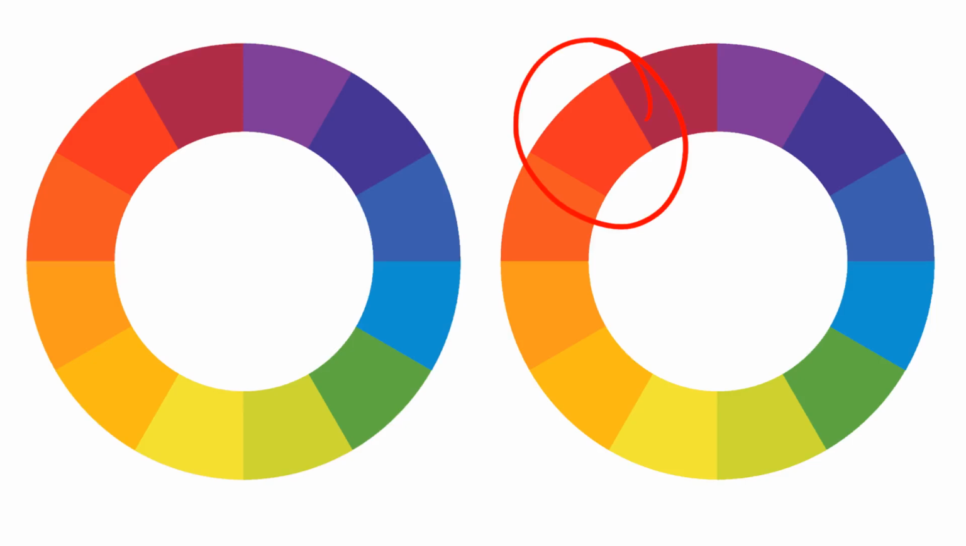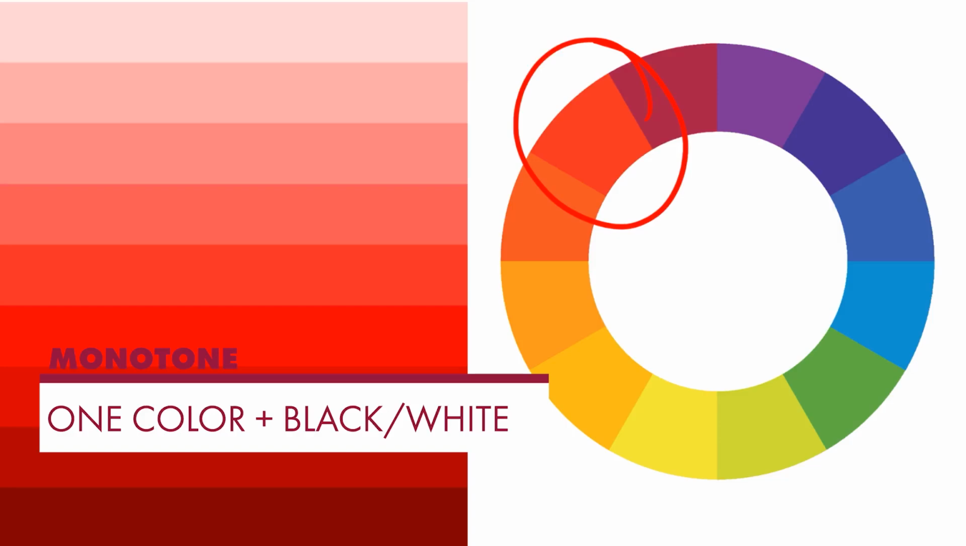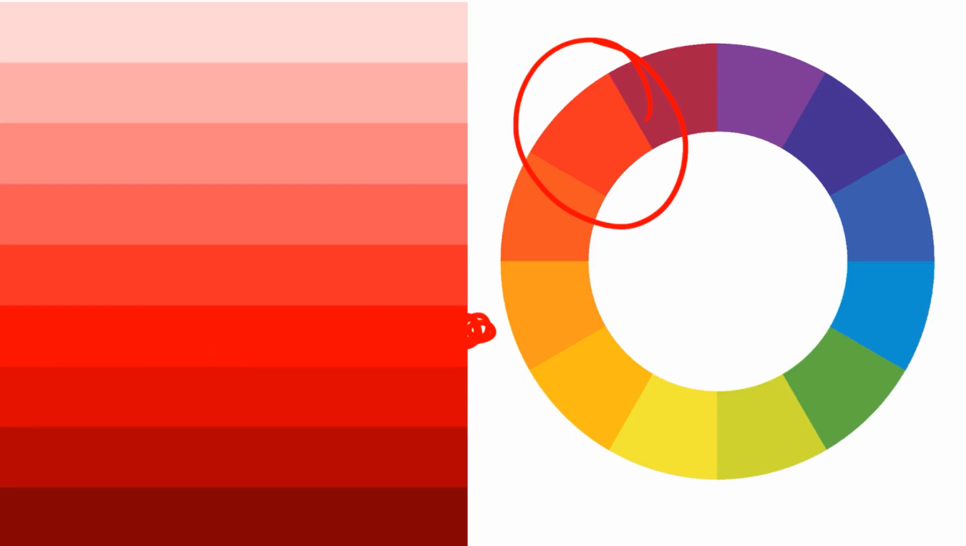Now, let's go back to our color wheel here and say that you take this red and you only paint and add whites, or you paint and add blacks, which simply means that you're only adjusting the lightness of this red. In that case, you will get a monotone palette, where simply, if red is your middle color here, then up is adding white and down is adding black. And that would be monotone.